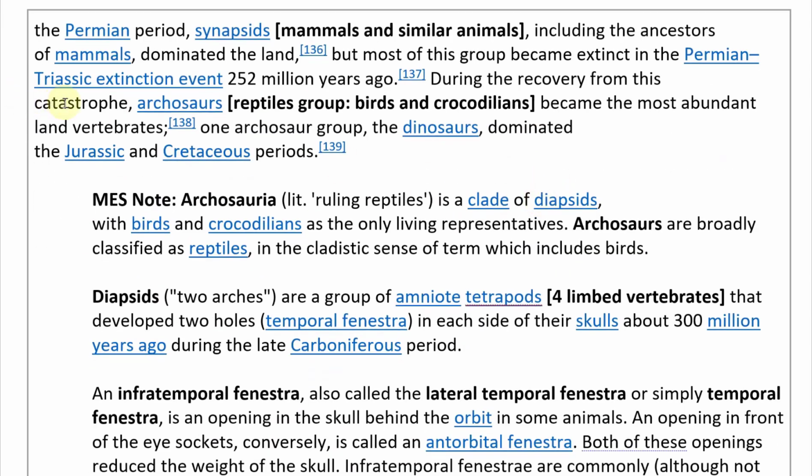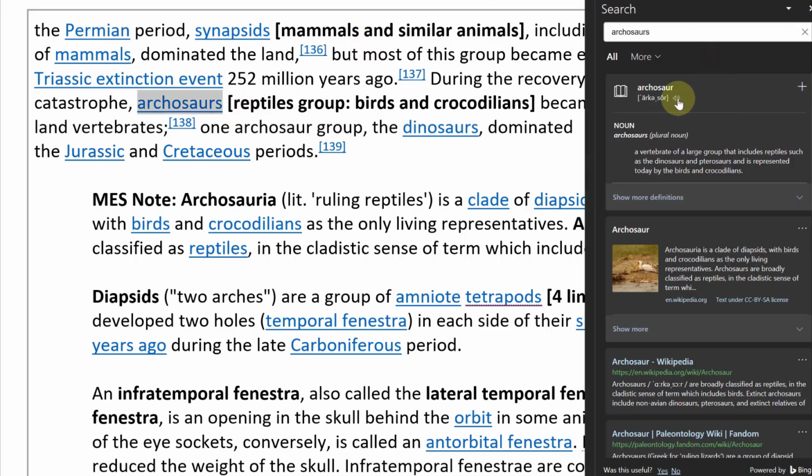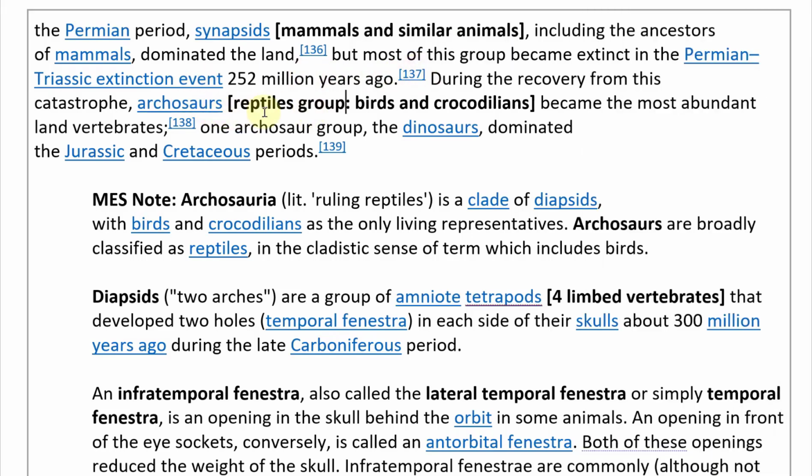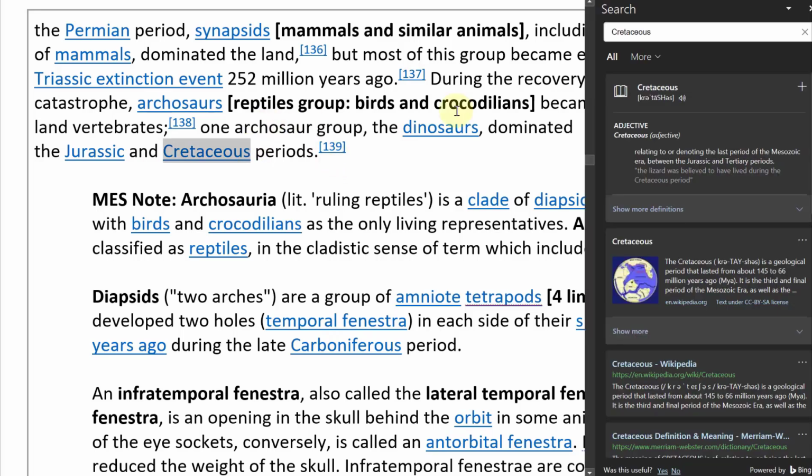During the recovery from this catastrophe, archosaurs, let's just play this pronunciation. Archosaur. Yeah, so archosaurs, which is a reptile group that includes birds and crocodilians, became the most abundant land vertebrates after the extinction event. And one archosaur group, the dinosaurs, dominated the Jurassic and Cretaceous periods. Yeah, and here's the pronunciation, Cretaceous. Yep, so it is Cretaceous.